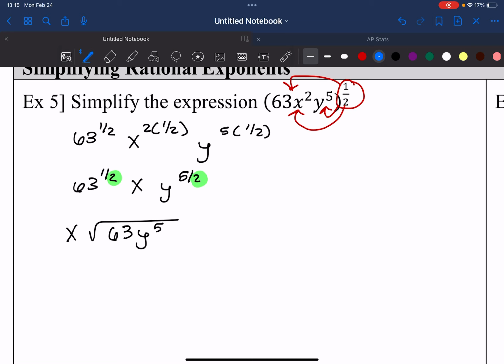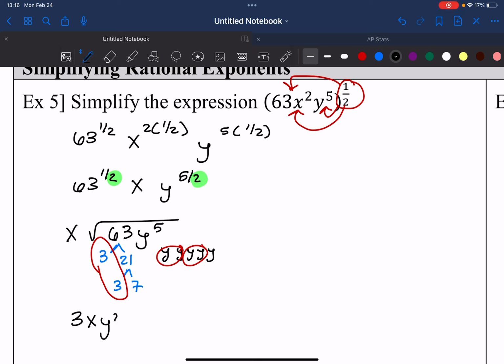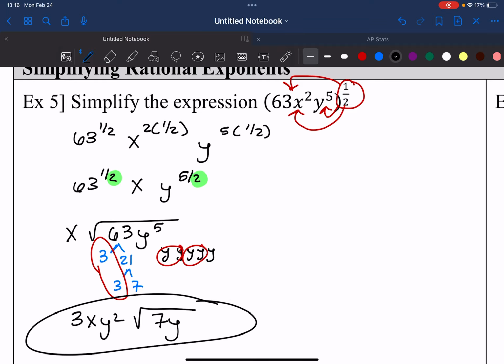In order to do that, I'm going to do the prime factorization on 63. Well, 2 can't go into 63, so I check 3. 3 goes into 63 21 times. 3 goes into 21 7 times. This is a square root, so I can circle pairs of 2. So I'm going to be taking out a 3. And I'm going to do the same thing with my y. So I have 1, 2, 3, 4, 5. I'm going to circle pairs of 2, and I can take out 2 y's here. So I have 3xy squared times the square root of 7, because that's left over, y. That's my answer.